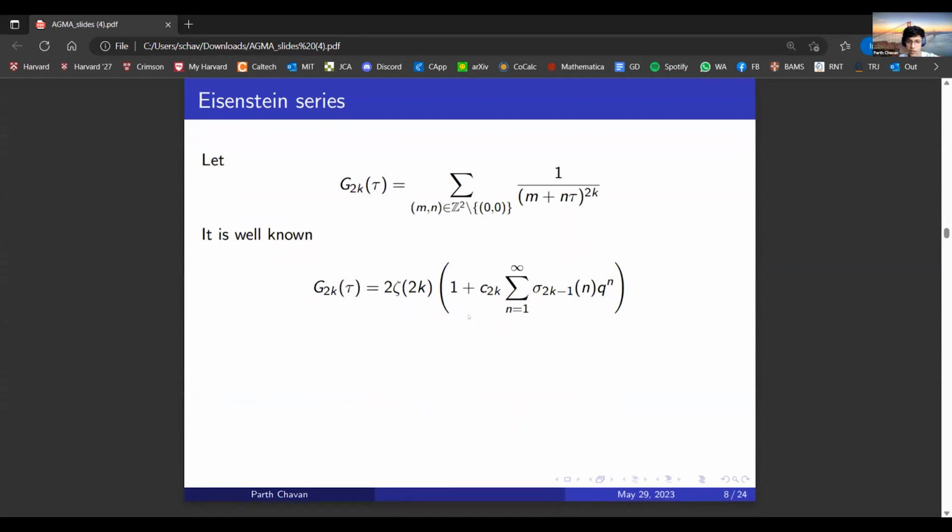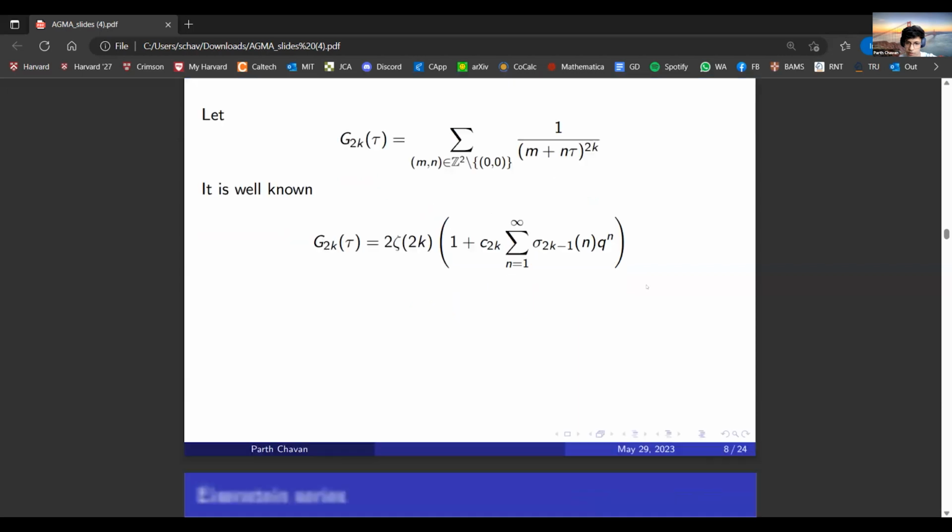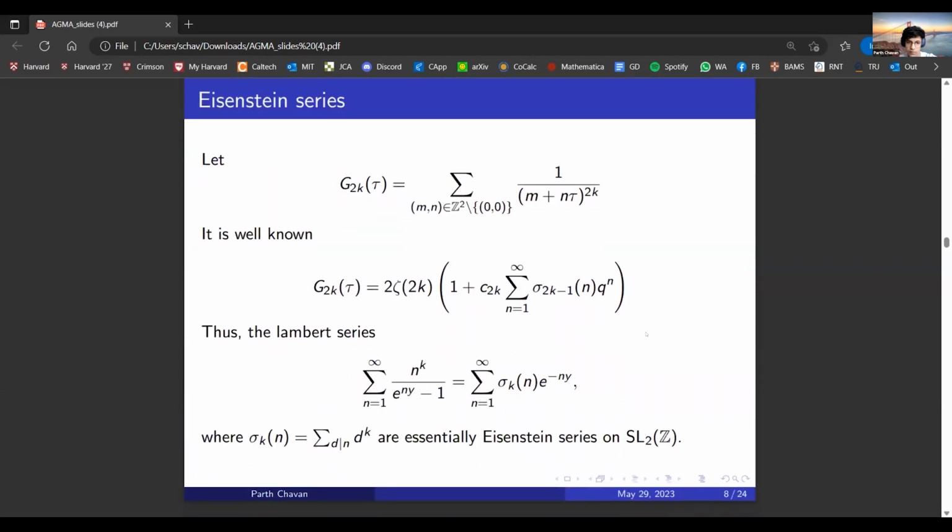There is also an alternate expression for this Eisenstein series as 2 times zeta of 2k times 1 plus c_2k times the sum of sigma_{2k-1}(n) q^n, where c_2k are coefficients given by zeta of 2k by pi, and sigma_{2k-1} is the divisor function, which is the sum over d that divides n of d to the 2k minus 1. This gives us that the Lambert series, sum of n to the k over e to the n y minus 1, can essentially be considered as the Eisenstein series on the special linear group with respect to the integers.